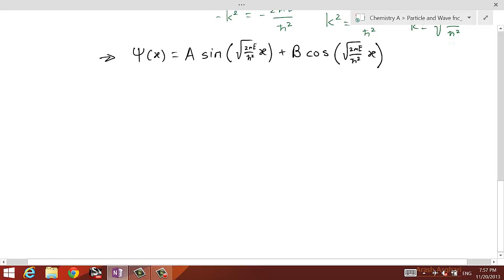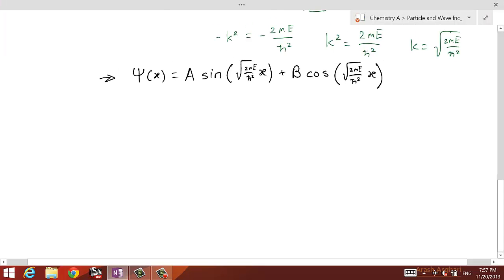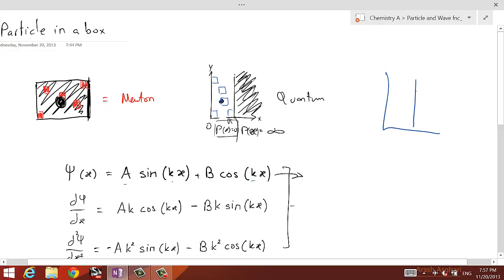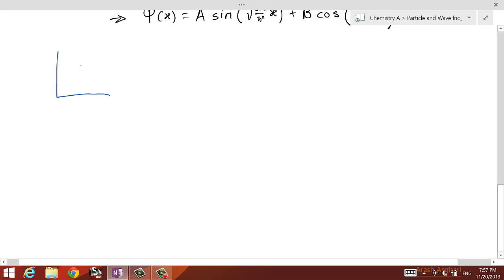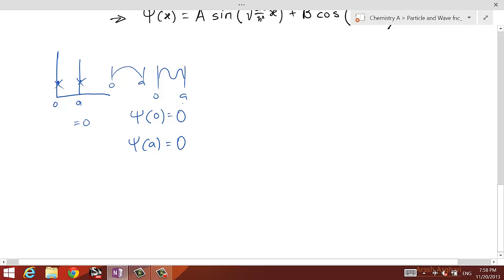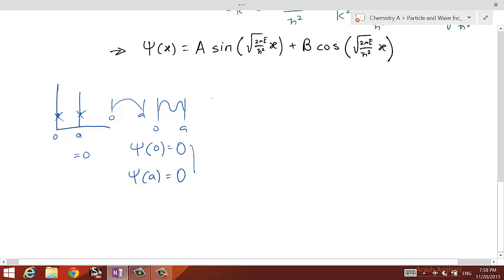Now I forgot to tell you one thing: in this box, the chance to see the particle at the points 0 and A is 0. So you will not find it here or here. So the wave function will be like this or like this, right? Which is 0 and A. And of course my psi function at 0 must be 0, and psi function at point A is also 0. Now you got two more equations to find your A and B.